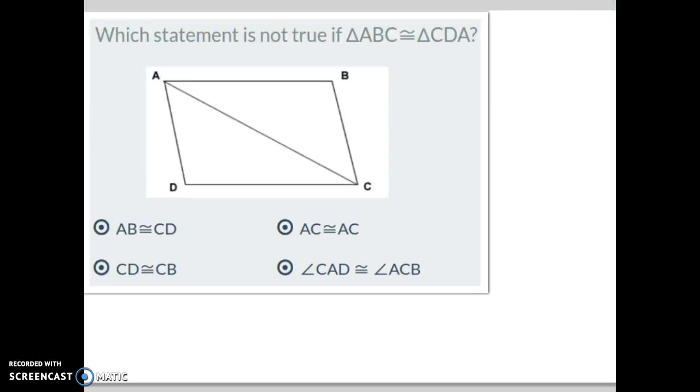Which statement is not true if the triangle ABC is congruent to triangle CDA? So we're trying to choose a statement that is not true. So let's find out. I like to mark my picture. Segment AB is congruent to segment CD? That is true. Why? By CPCTC. Corresponding parts of congruent triangles are congruent.